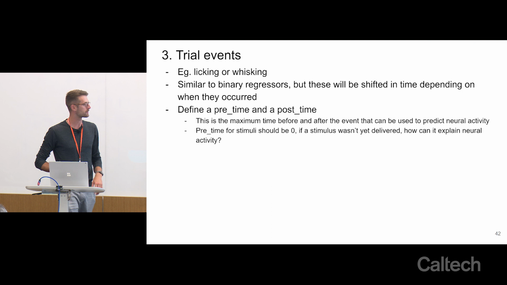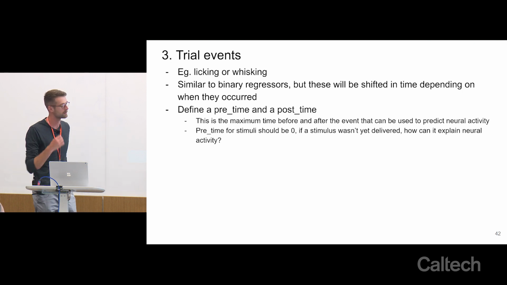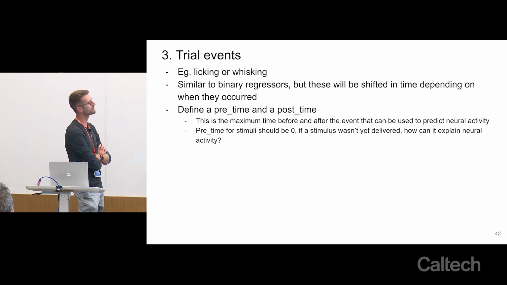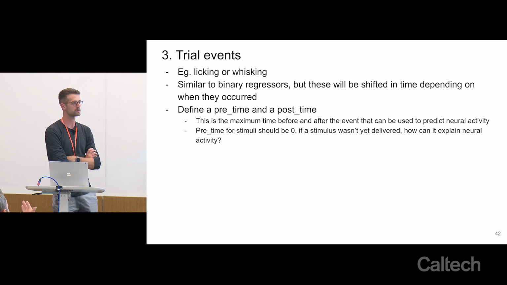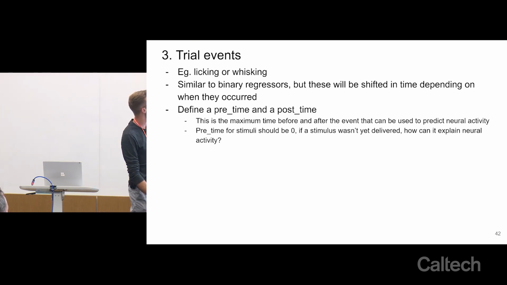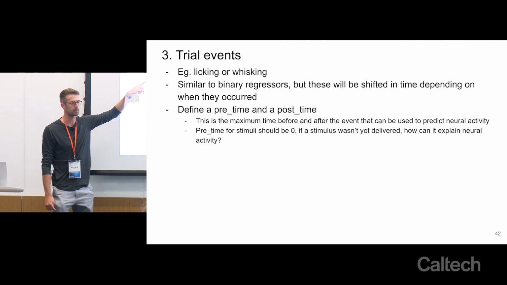Okay, and so that leads me into this third point, which is trial events. The mouse can lick, and they can lick at any random time during a trial. So how do we deal with something like that? It turns out that that's pretty similar to the binary regressors that we just covered, but you'll actually have to shift them forward or backwards in time, depending on when they occurred. And the other thing that you need to do for these types of trial events is you define a pre-time and a post-time.